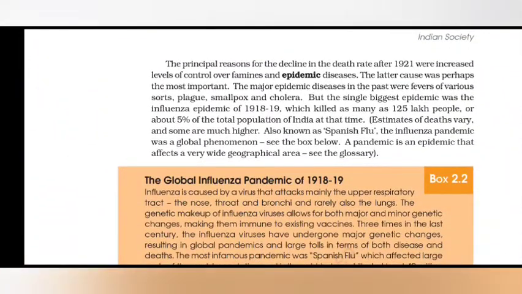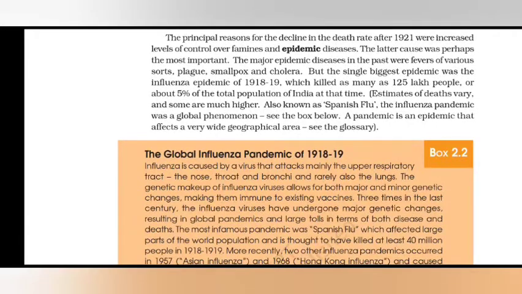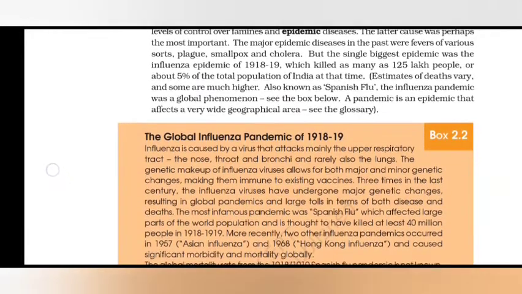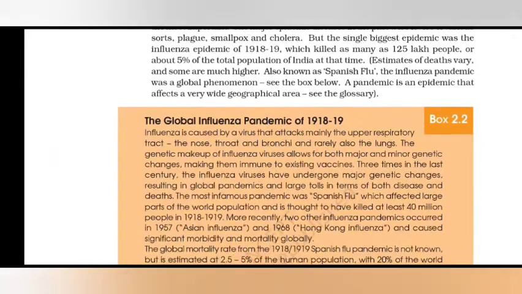The principal reasons for the decline in death rate after 1920 were increased levels of control over famines and epidemic diseases. The latter cause was perhaps the most important. The major epidemic diseases in the past were fevers of various sorts, plague, smallpox, and cholera. But the single biggest epidemic was the influenza epidemic of 1918 to 19, which killed as many as 125 lakh people, or about 5% of the total population of India at that time.